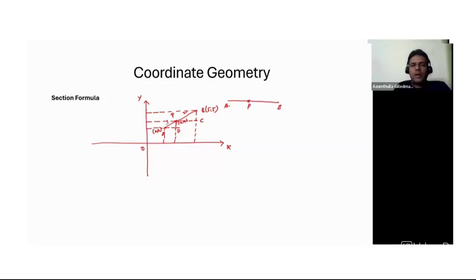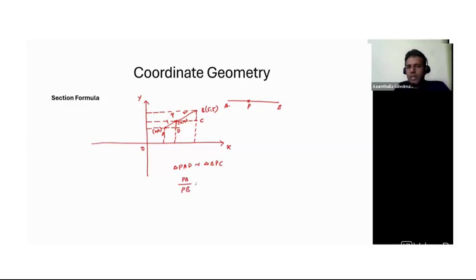Now, if I look here, PAD is one triangle and BPC is another triangle. Both are right angle triangles, and also these are similar triangles. So from this, what I can say is triangle PAD is similar to triangle BPC. In similar triangles, the ratio of the respective sides are equal.